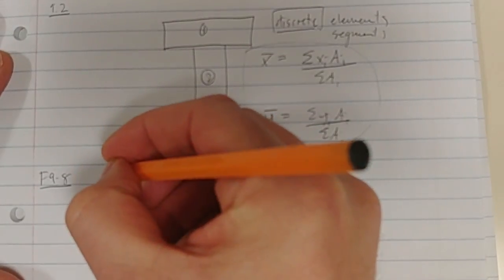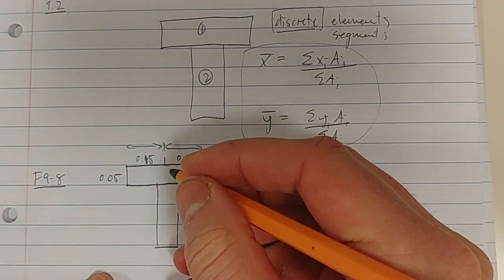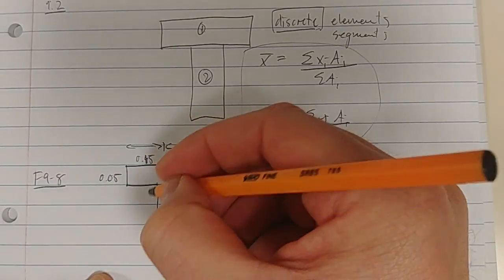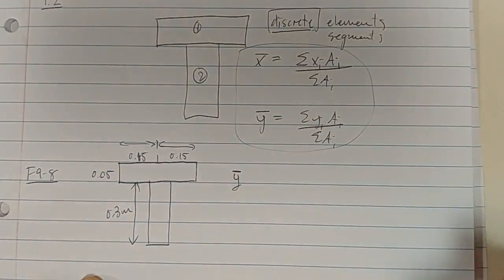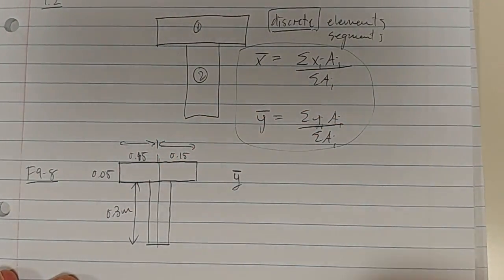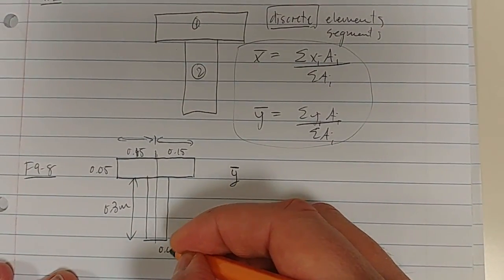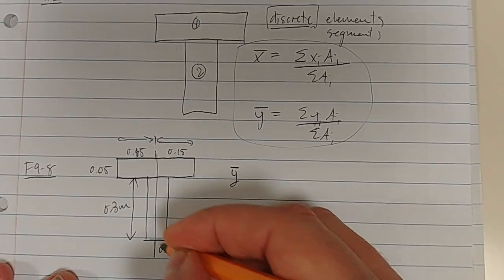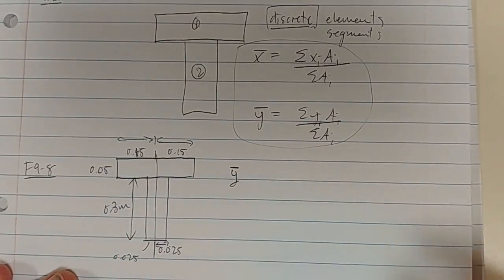And this is 50 millimeters, okay? And the height from there to there is 0.3 meters, okay? And if we go down the center like that, you can look at it in your textbook. This is 0.025, from there to there, from there to there is 0.025, okay?